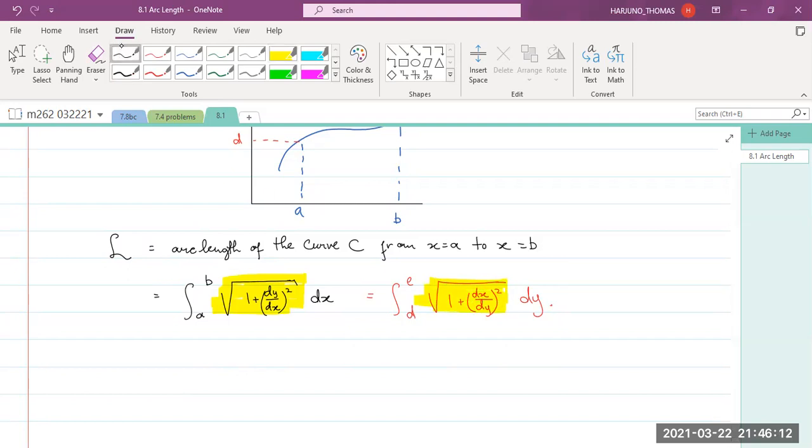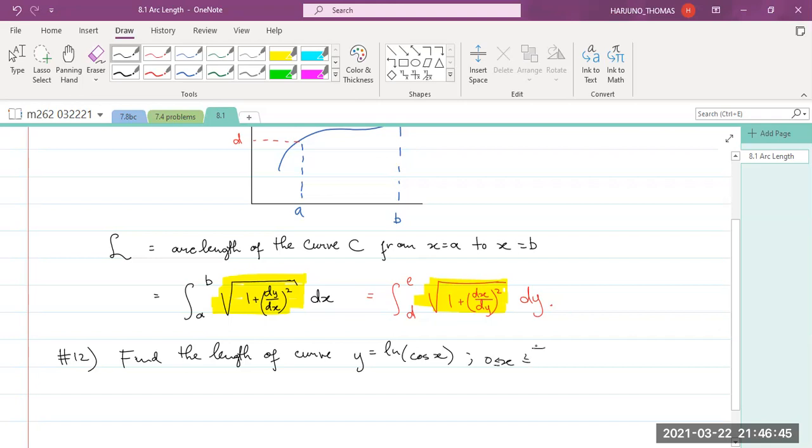Okay, let's say for example, I pick question number 12. Find the exact length of the curve y equals natural log of cosine x for x between 0 and pi over 3.